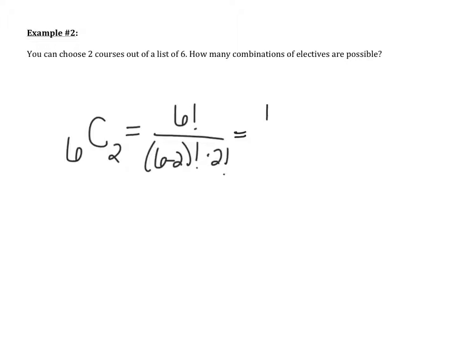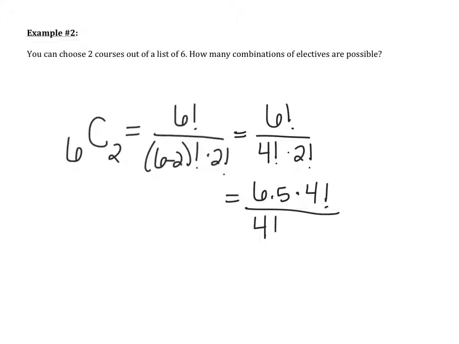So simplifying, I end up with 6 factorial on top. 6 minus 2 is 4, so 4 factorial times 2 factorial. And then I can reduce this a little bit. So I'm going to write this as 6 times 5 times 4 factorial, because I have a 4 factorial on the bottom that I can cancel with that 4 factorial on the top. So again, this 4 factorial would cancel with the 4 factorial down here.